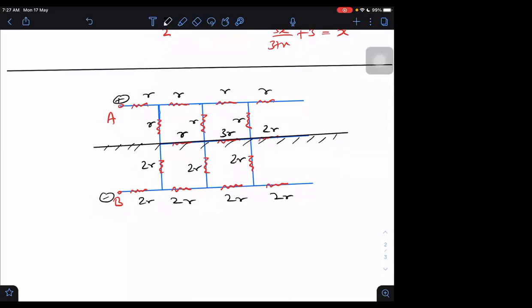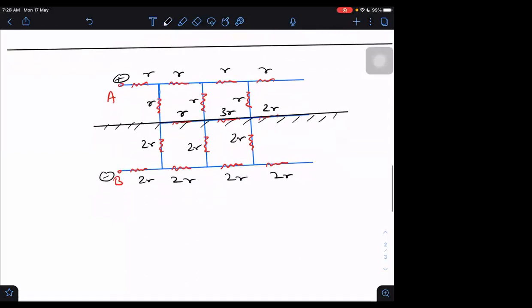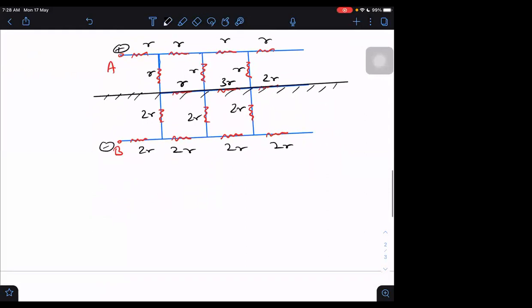What will be the answer finally? Let us say this is the effective R. We have to remove this middle one, because they are on the mirror. Nodes on the mirror are at the same potential. Yes, sir. Why does it happen? If somebody has not listened to the previous class, it comes from there. We have discussed it already. Nodes on the mirror are at the same potential.